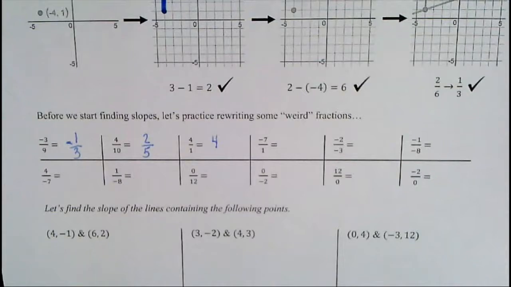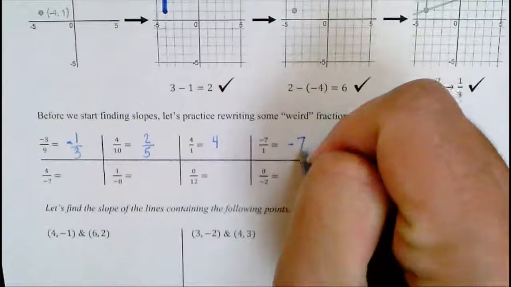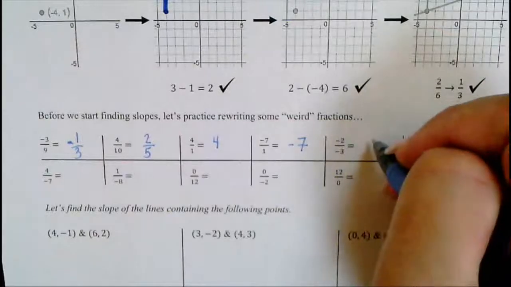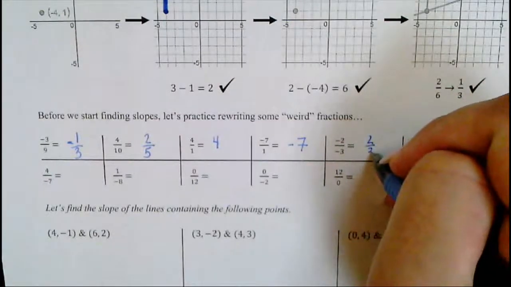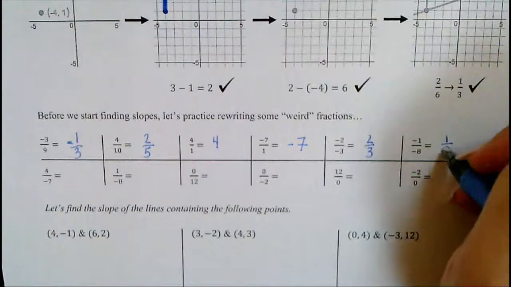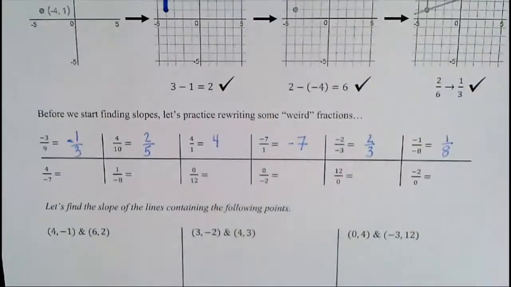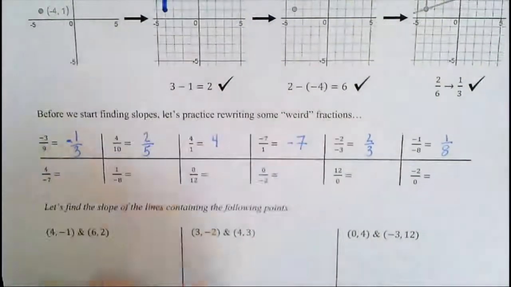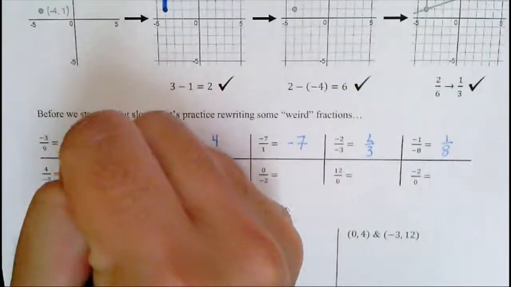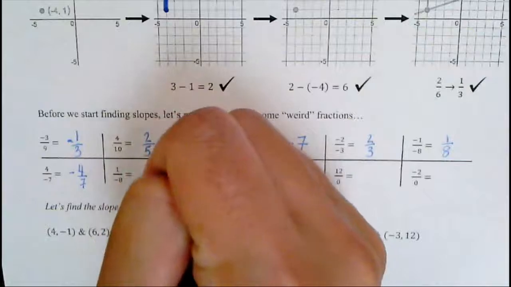-1 over 7, similar is -7. 2/3, look, you've got 2 negatives, and we know 2 negatives become a positive. Same thing, 2 negatives become positive. So, these here, you're going to notice we just rewrite with our negative up front. Not a big deal.